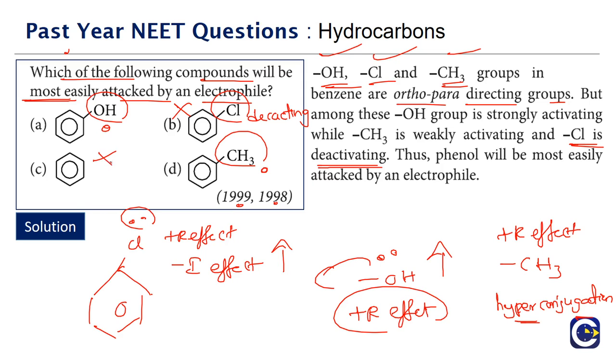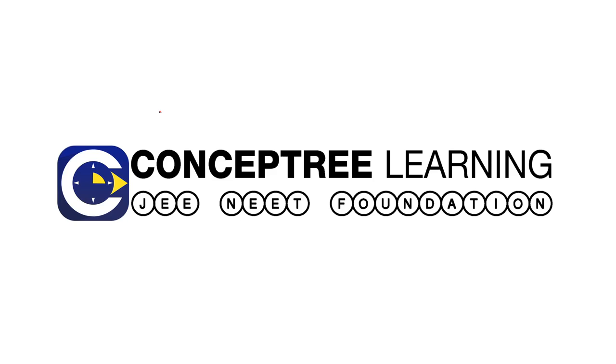Option C is the reference. Options A and D are both activated, but it is more activated in the case of option A, where we have the OH group attached. So the one that will show electrophilic substitution reactions most easily is phenol. So this is about the part 6 video, and we will see in part 7.